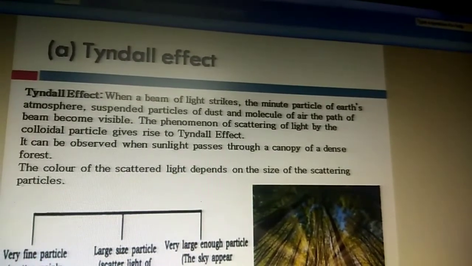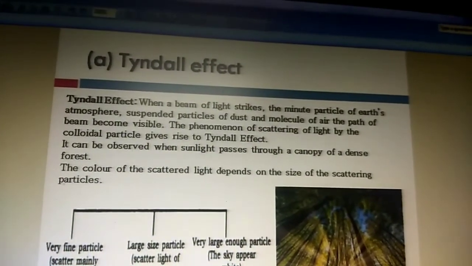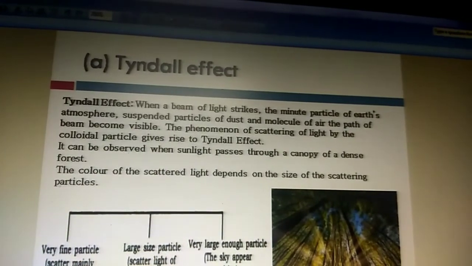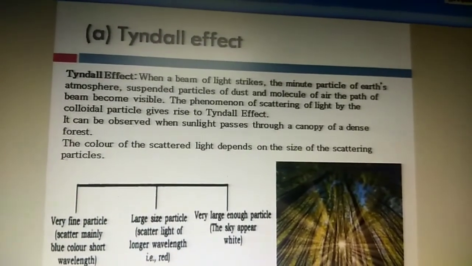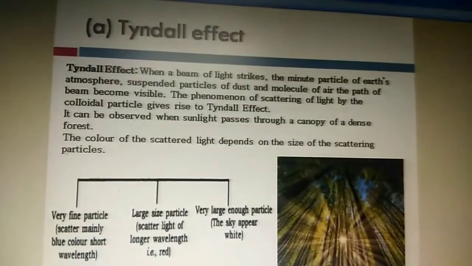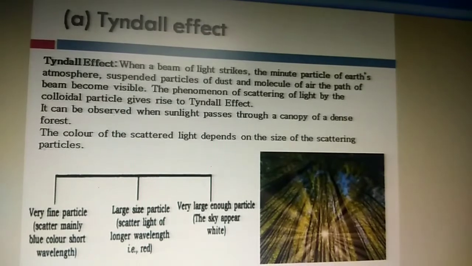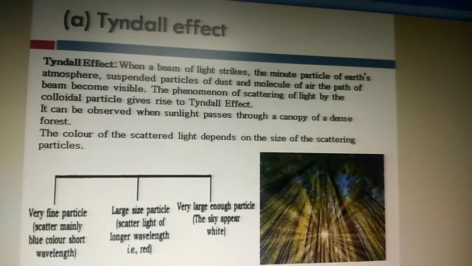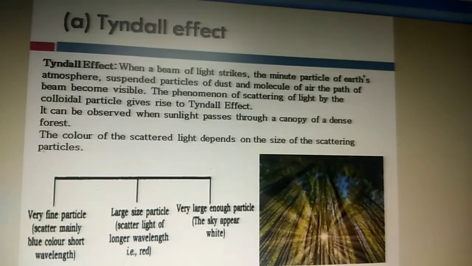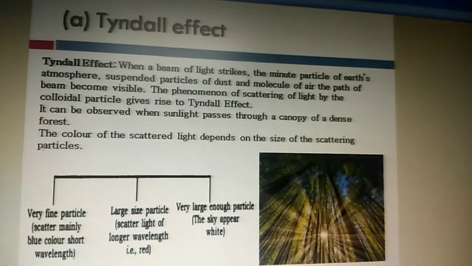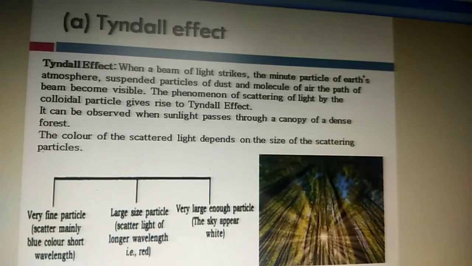Very fine particles scatter mainly blue color, which has shorter wavelength, and larger particles scatter the long wavelength light, that is red light, and very large enough particles scatter the white light as it is, the way the sky appears. So based on this difference between the intensity of scattering and the wavelengths, we get different colors.